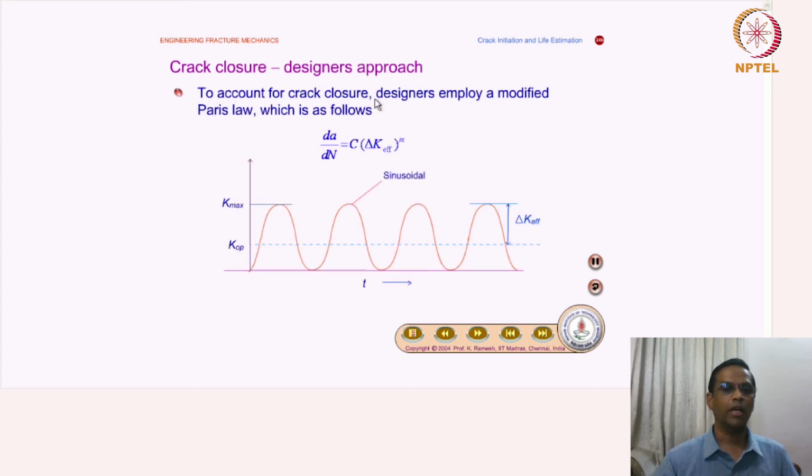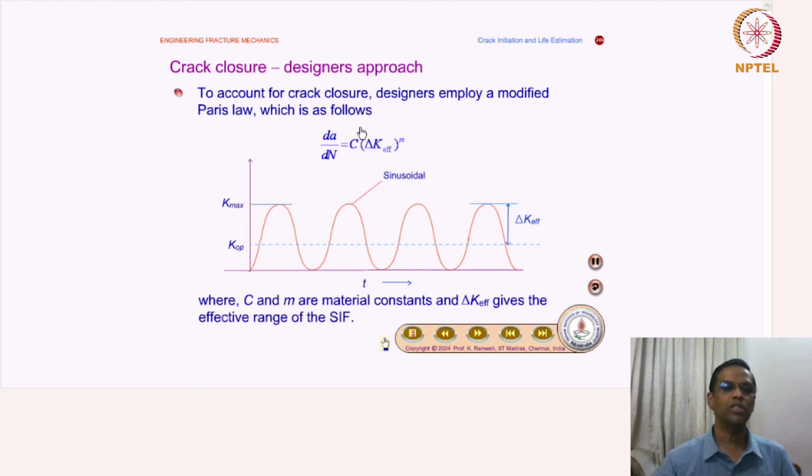To account for crack closure, designers employ a modified Paris law, which is as follows: da/dN is equal to C times delta K effective to the power m. So delta K is now replaced by delta K effective. How do we understand delta K effective?